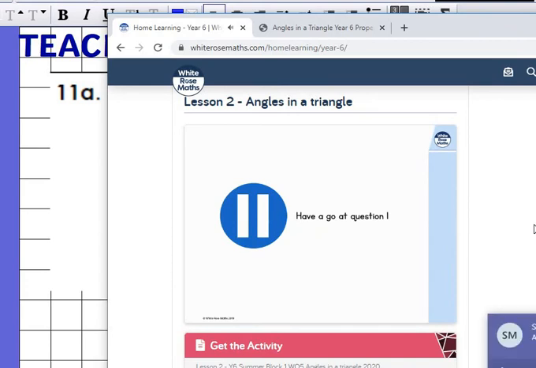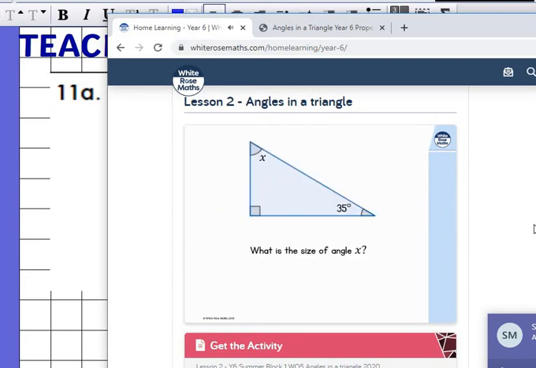Okay, pause the video, have a go at question 1 now. Right then, let's have a look. What is the size of angle X? Pause the video, have a think for yourself first.